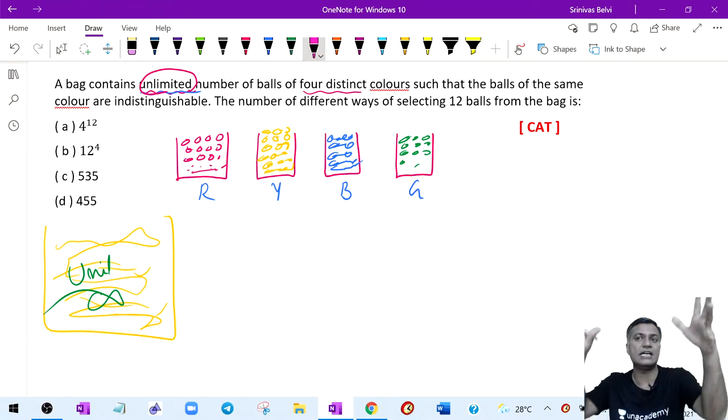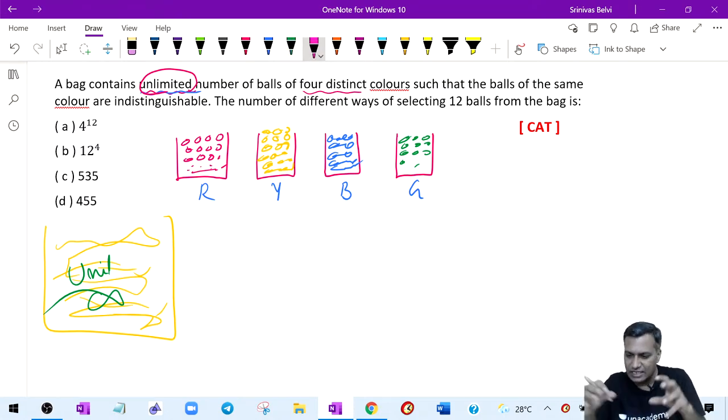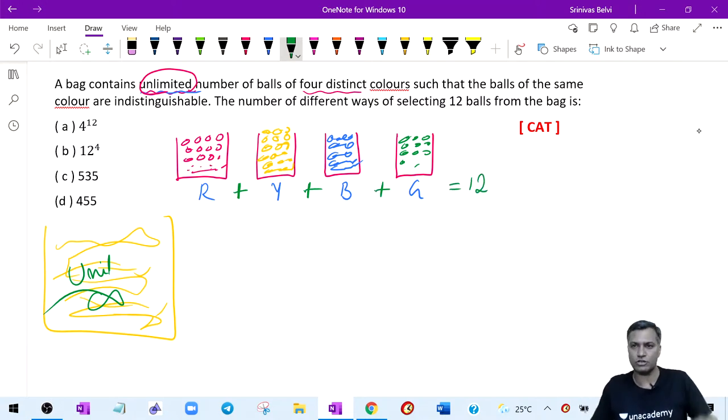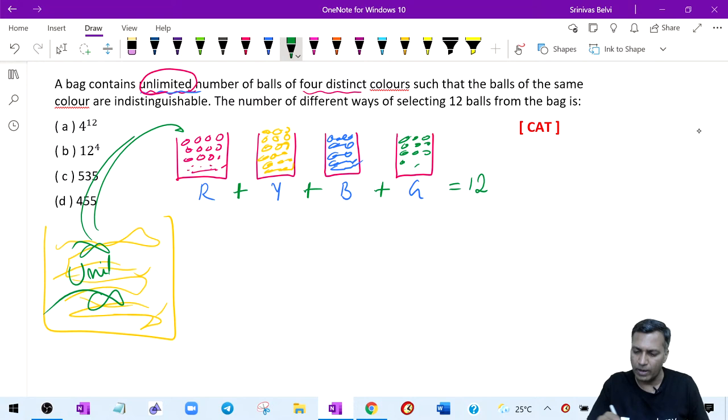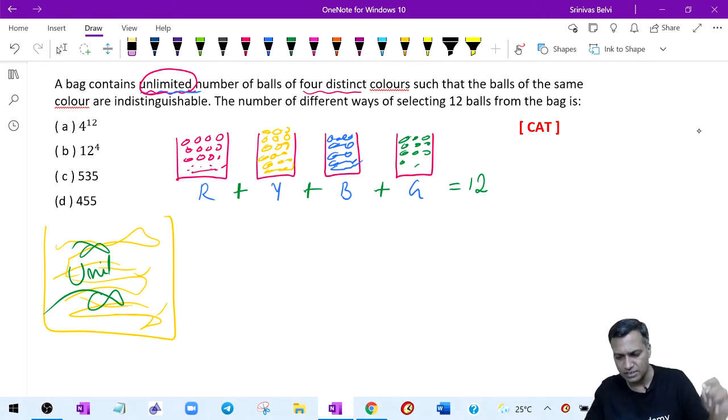Now the child has come. You have put them into four big bins, and you tell the child, come kiddo, pick 12 balls. The child says, sir, I want a dozen balls. Now, because it's unlimited, you put them into four baskets. We are trying to segregate them. We have put enough things into these four baskets, called the red basket, yellow, blue, and green. You want 12, go ahead and pick now.